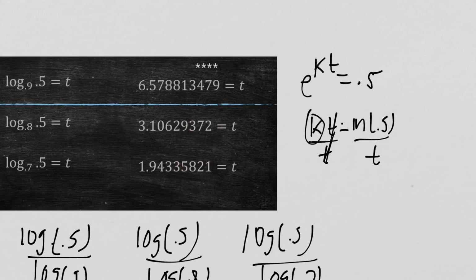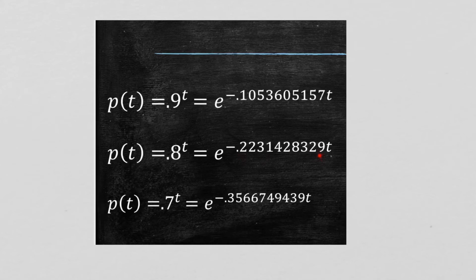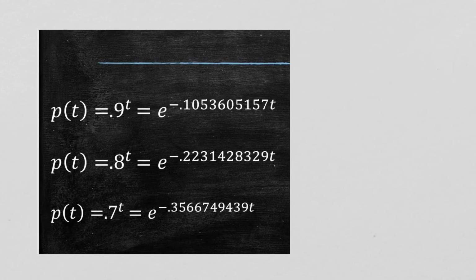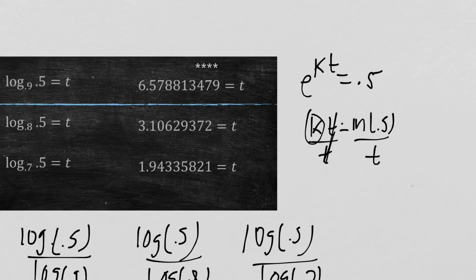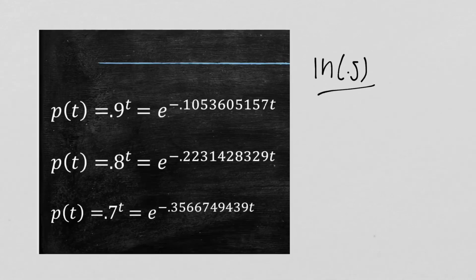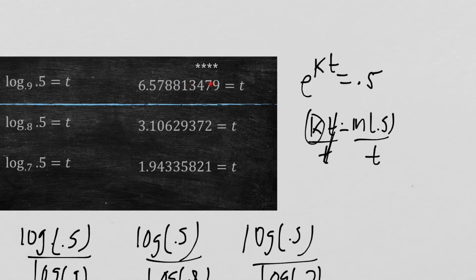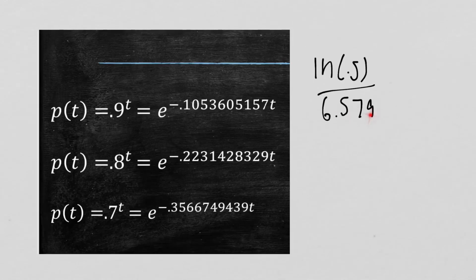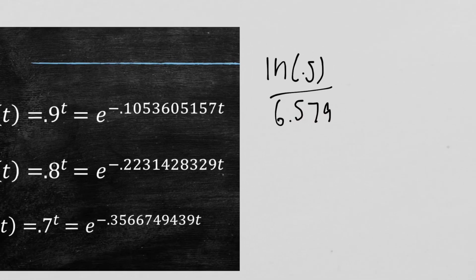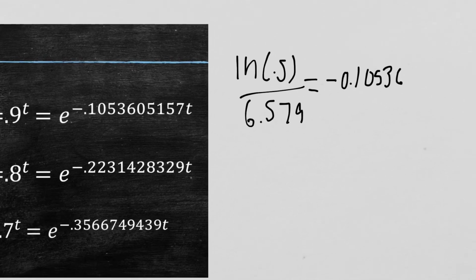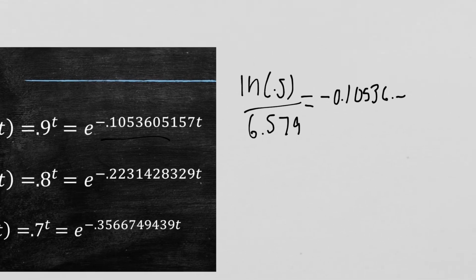And what that's going to do is give me these different k values that I have in these models, right? So when I did natural log 0.5 divided by roughly 6.579, right? And you can just go ahead and type in that whole decimal as opposed to rounding, but I'm just going to write the rounded number here. That equals negative 0.10536..., right? This long decimal here. So that's my k value.